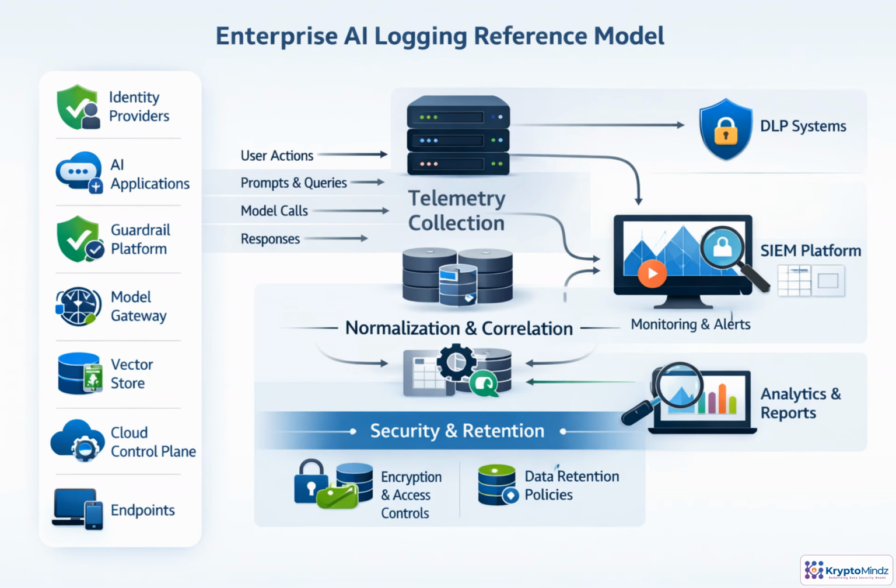Think of AI logging as an end-to-end supply chain. Signals begin in identity systems, applications, guardrails, model gateways, vector stores, cloud services, and endpoints. As events move through collection, each prompt, retrieval, model call, and response needs a shared correlation ID. From there, logs are normalized, redacted, and mapped to a common schema, so the SIEM can detect threats and support investigations. The pipeline itself also needs protection: encryption, access controls, retention rules, and tamper resistance.